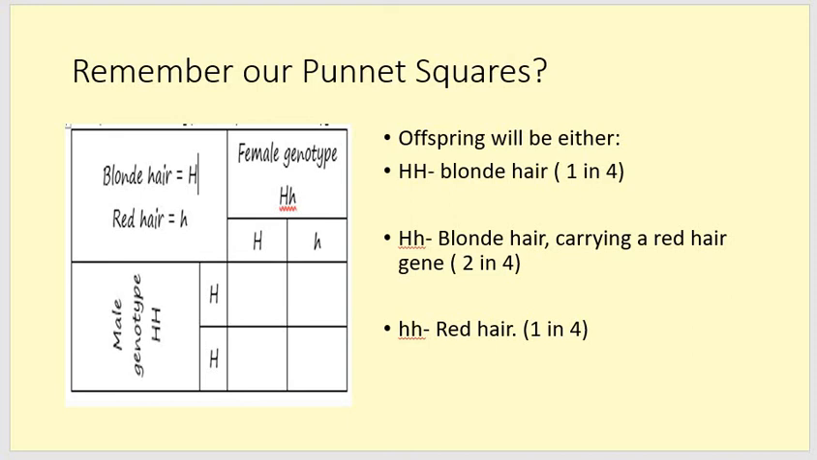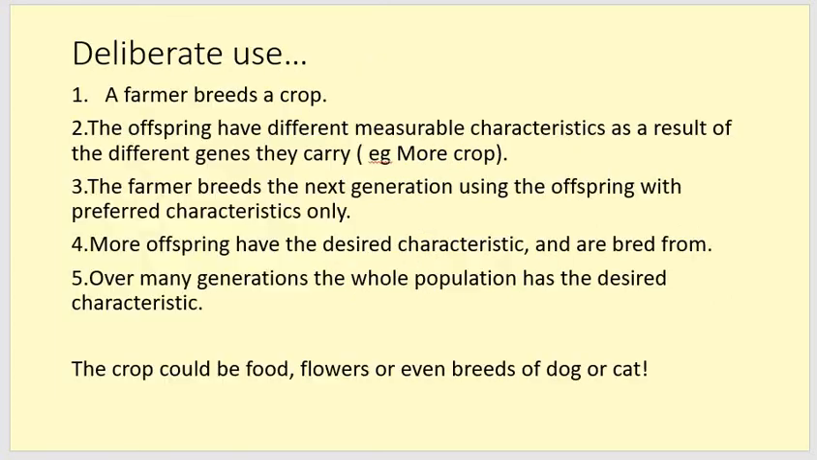If you have two lowercase h's, that is when you have a red-headed child. Even if the parents both appear to have blonde hair, you can still get a red-headed child. And these chances are given as ratios: 1 in 4, 2 in 4, 1 in 4. Doesn't mean you will get exactly that number. That is the chance, the probability that it will occur.